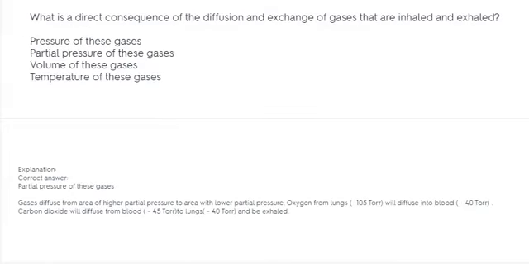What is a direct consequence of the diffusion and exchange of gases that are inhaled and exhaled? Pressure of these gases, partial pressure of these gases, volume of these gases, temperature of these gases. Explanation. Correct answer: partial pressure of these gases. Gases diffuse from an area of higher partial pressure to an area with lower partial pressure. Oxygen from the lungs will diffuse into the blood. Carbon dioxide will diffuse from the blood to the lungs and be exhaled.